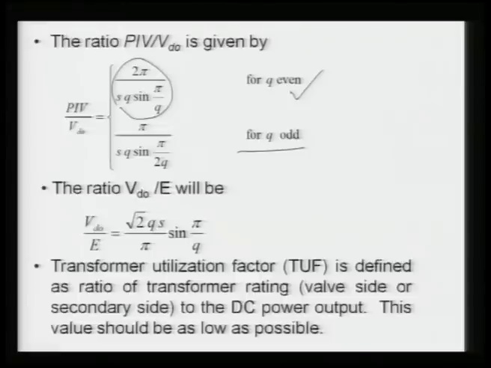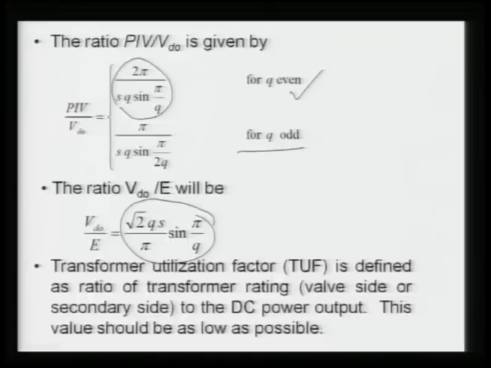Another requirement, as I also discussed, is the DC output voltage VDO, where O means there is no delay, divided by E. E is the RMS value of the secondary side voltage. So, VDO upon E is root 2 QS divided by pi sin pi upon Q.